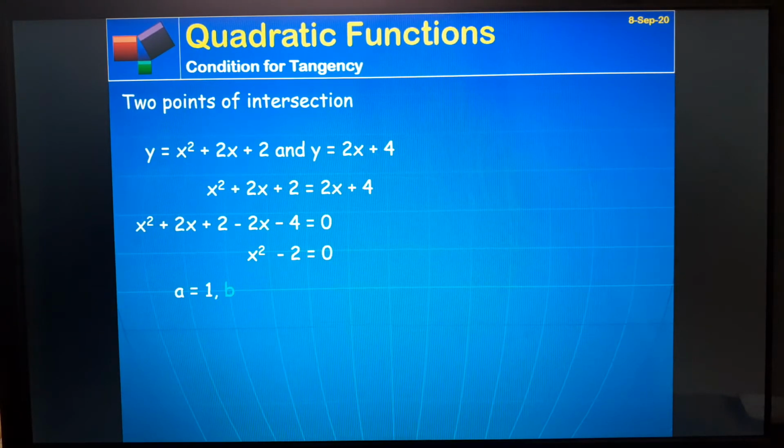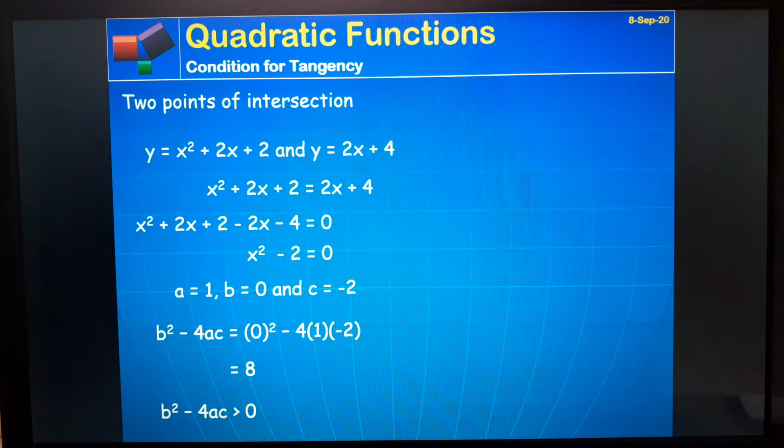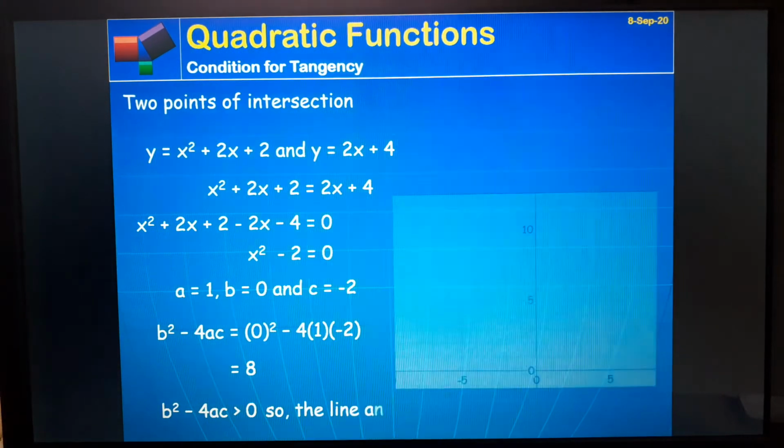Now, if we solve that and use the a, the b and the c on the discriminant to find out what the discriminant is, we can see here that the discriminant is 0 squared minus 4 times 1 times negative 2, which is 8. So the discriminant is greater than 0. Now, that is the discriminant of the combined quadratic. That means that this line meets this parabola twice because the discriminant is greater than 0.